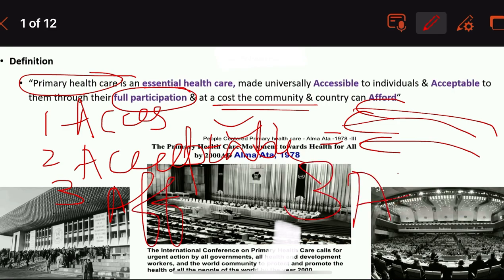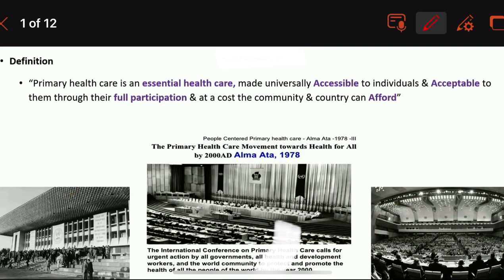It should be made accessible to the people, and it should be accepted by them through their active full participation, and lastly it should be affordable for them, and also affordable to the country.